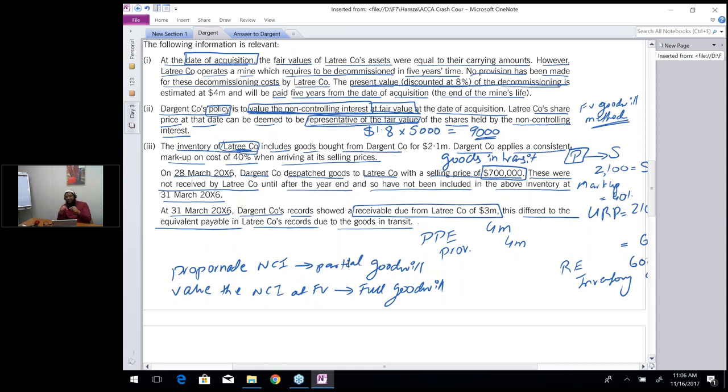If I look from the group perspective, is there any payable or receivable on the group? The answer is no. The group does not have to pay anything. The group does not have to receive anything. The subsidiary has to pay individually. The parent has to receive individually, but there is no payable or receivable on the group.